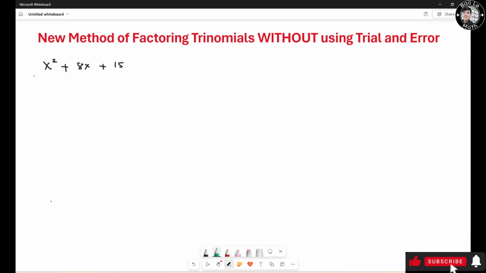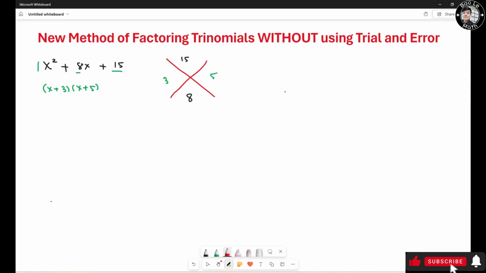Now first we need to identify A, B, and C. So A equals 1, B equals 8, and C equals 15. Traditionally you're going to use the trial and error method to factor this one. You need to find two integers that multiply to 15 and add up to 8. You do some mental math, so it's going to be 3 and 5. So the answer must be s plus 3 times s plus 5. That's very simple, right?